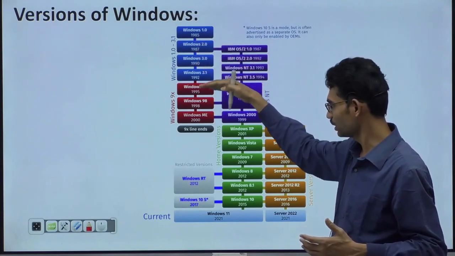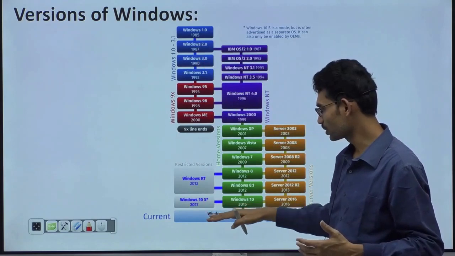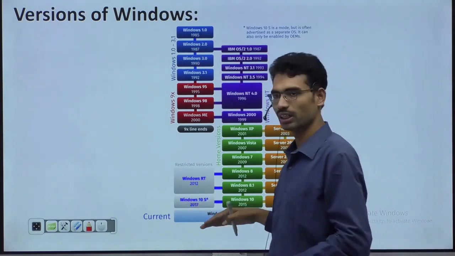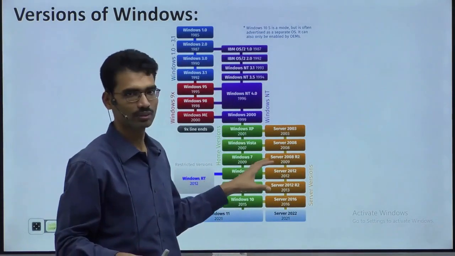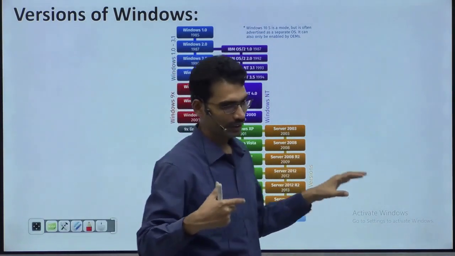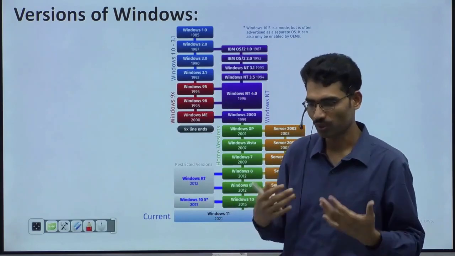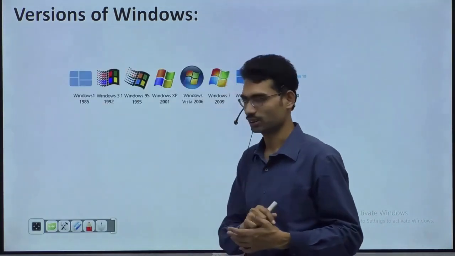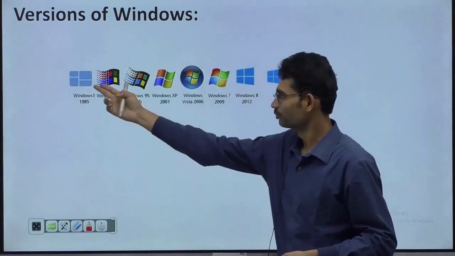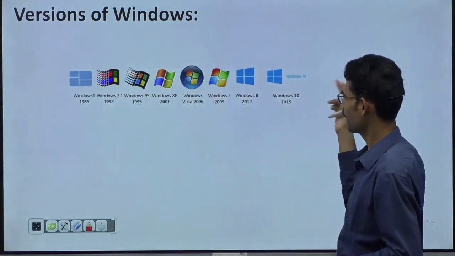These are various versions from 1985 onwards. You can continuously see that as of now, Windows 10, Windows 11 are the existing versions of Windows. Every now and then, they work on it, improve the performance, improve the look and feel, and bring a new version. This is how it came in versions.